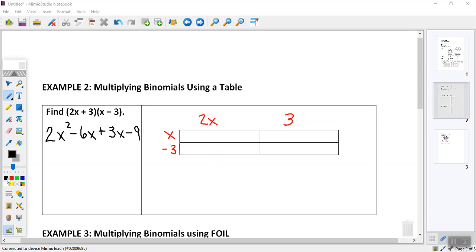So in this first cell right here, I'm really taking what times what? X. Which is what? Okay, what's x times the 3? Okay, what's the negative 3 times the 2x? And then what's the negative 3 times the positive 3 here? Negative 9, good. Now kids, within those cells, are there any terms that are exactly alike? Okay, what are they?